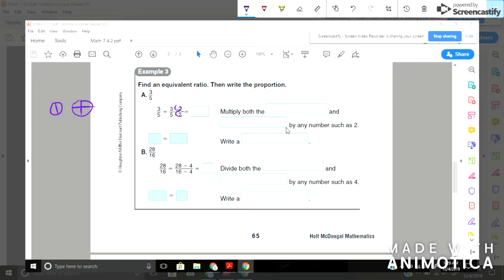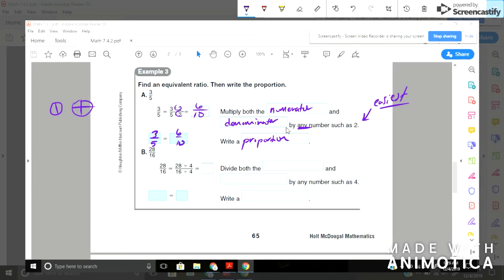That's going to be a pretty nice way to do it. So on top, 3 times 2 would give you 6, and on bottom, 5 times 2 would give you 10. So you need to multiply both the numerator and the denominator by any number, but the easiest would be just to multiply it by 2. Okay? So again, 3/5 is equal to 6/10. That is our proportion.